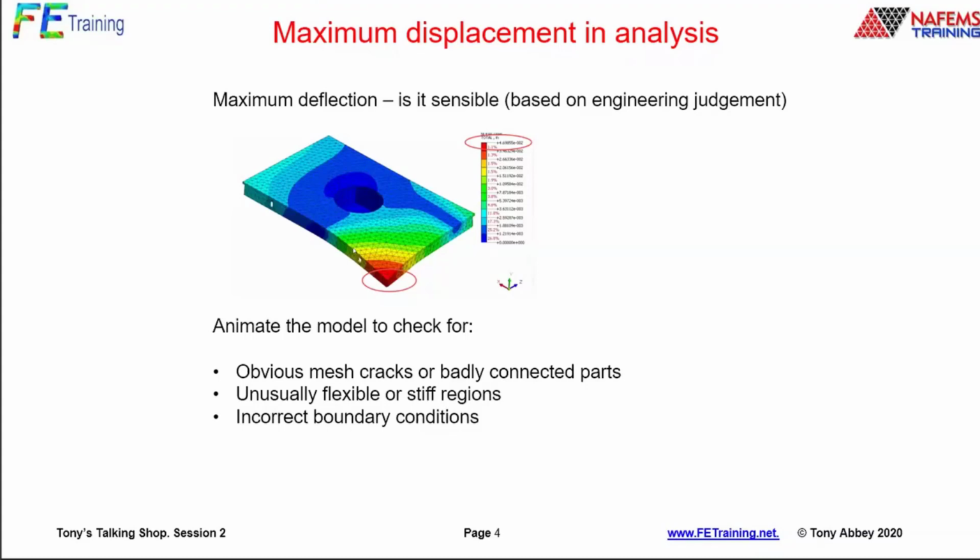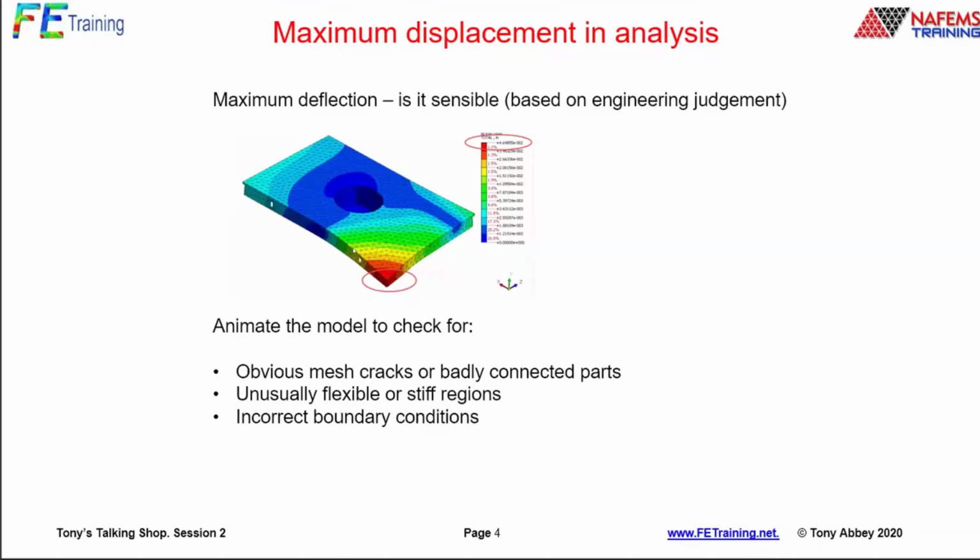And spin the model around, really rummage around the model, explore it, and you're looking for things which look unusual. Now, some of the errors can be cracks in the model, badly connected parts. We're also interested in unusually flexible and stiff regions. So flexible, maybe it's not connected in properly. Stiff region, maybe it's over constrained. We've connected it to ground by mistake.